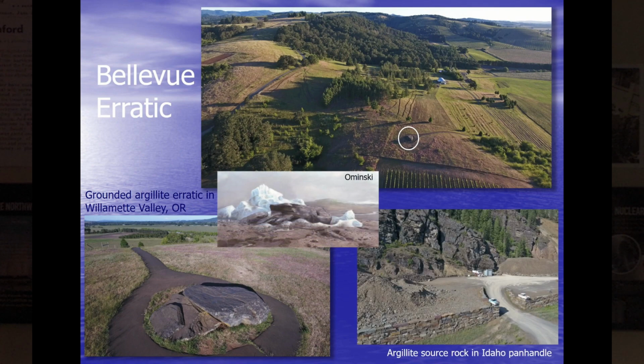We can trace that argillite again all the way up to northern Idaho, and there's a quarry in northern Idaho that I got a picture of, and the rock wall in the foreground is all made up of argillite coming out of the quarry behind.